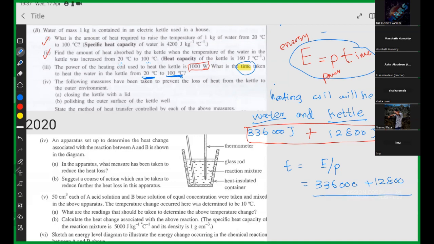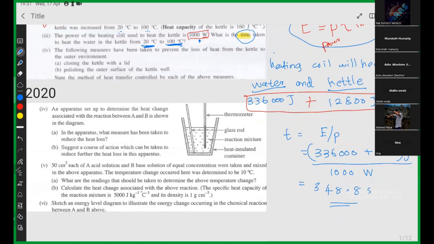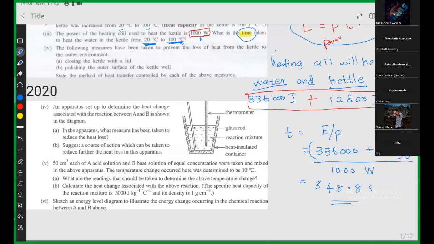What is the power given in the question? This one, 1000 watt. This is given in joules, so you're going to add this and divide by 1000. You get the answer 348.8 seconds. If you want, you can convert this to minutes, but no additional marks are given, so no point in doing it. You can leave the answer here. Is it clear, everyone? Any doubts, please ask me.